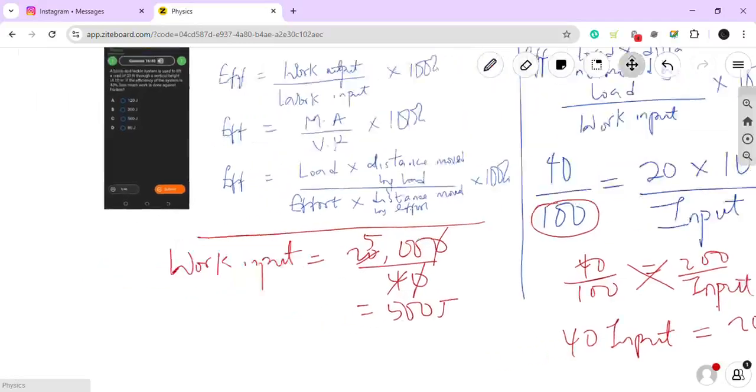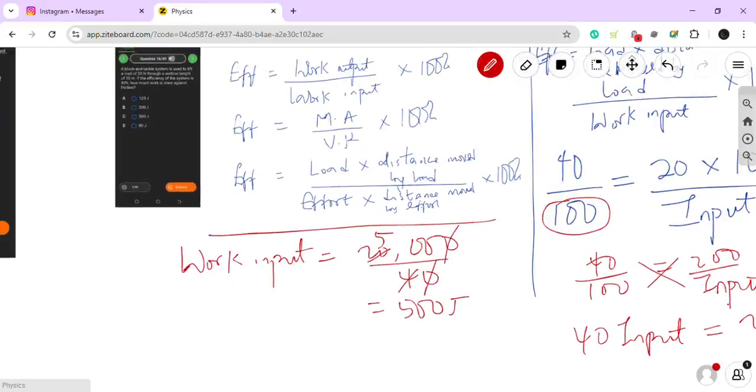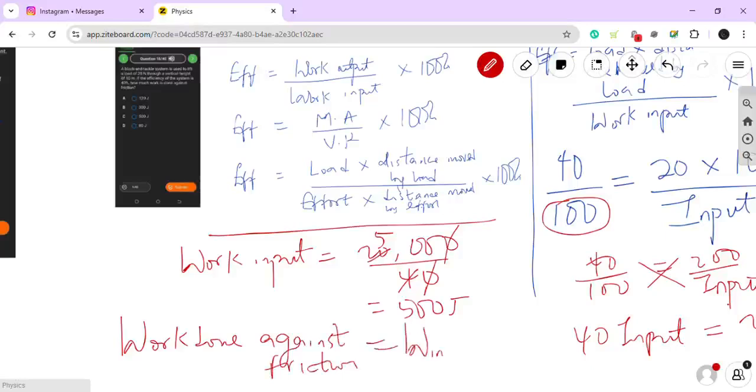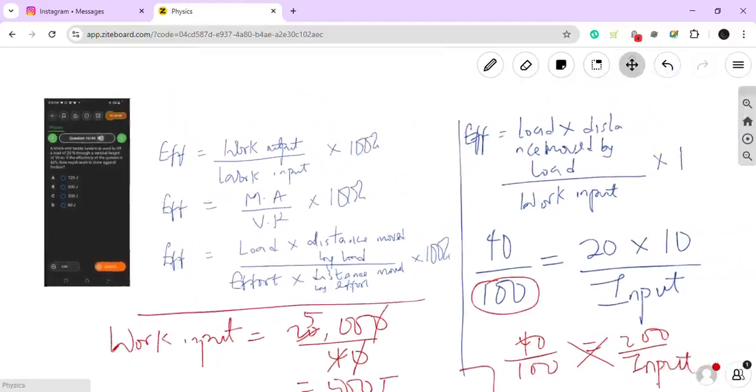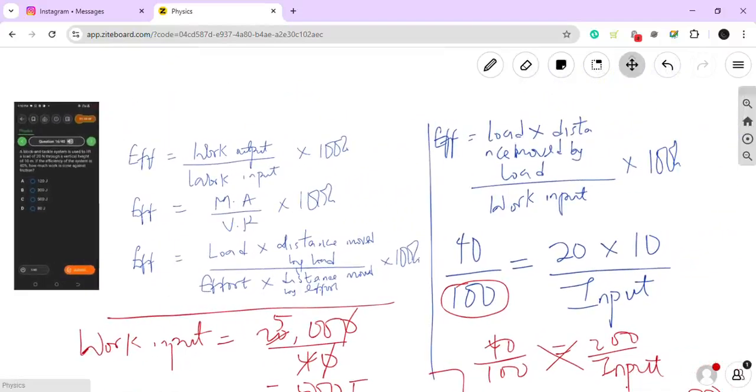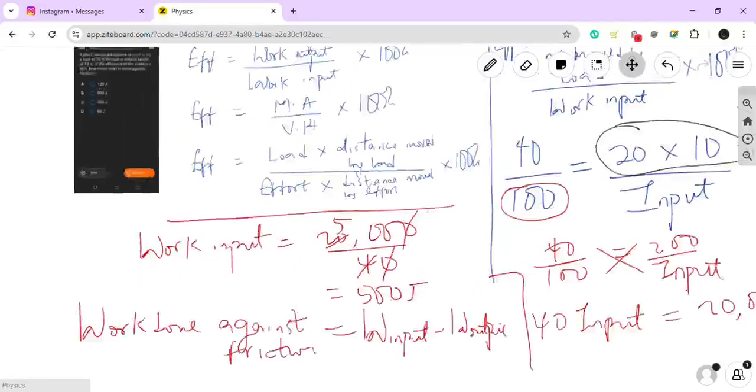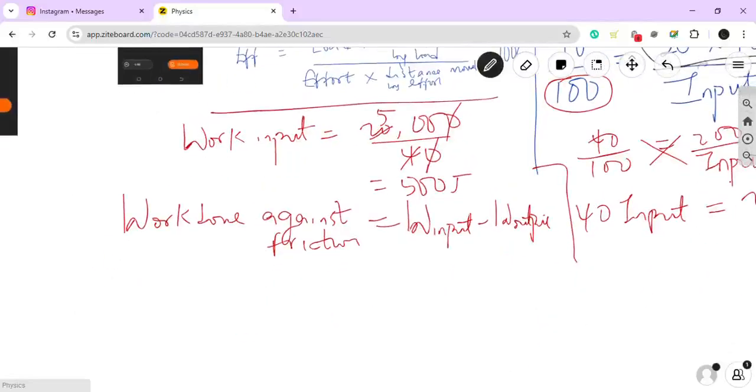Now, what the question is asking for is the work done against friction. So the work done against friction will be work input minus work output. Your work output is the load times the distance moved by the load. That's 20, which I wrote here. It's already here. That's 20 times this. That's your work output. But the work input, we've calculated it to be 500 joules.